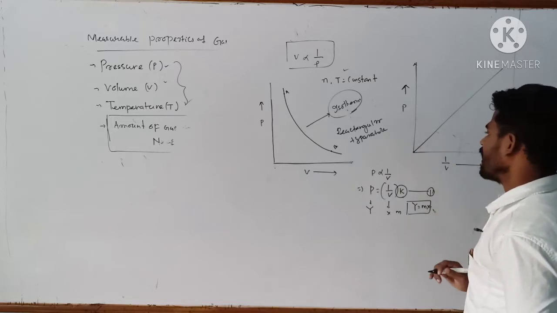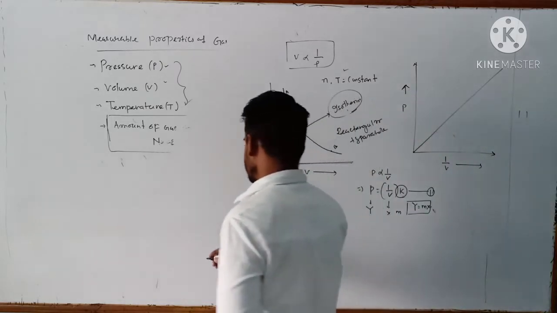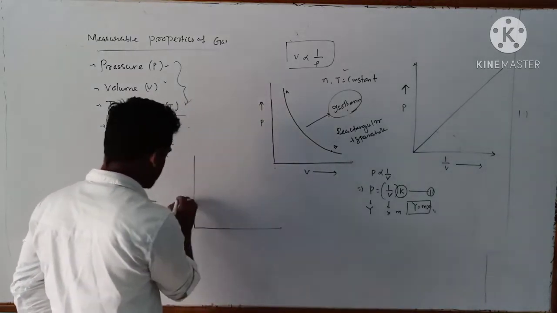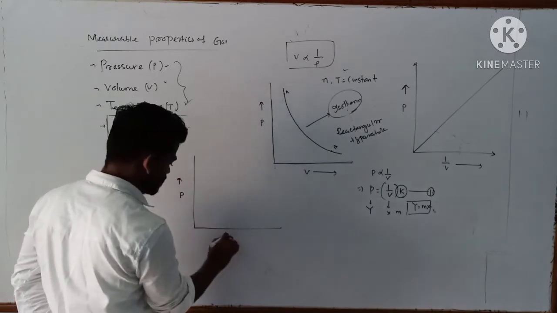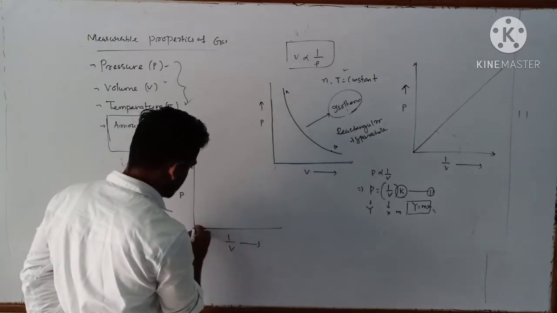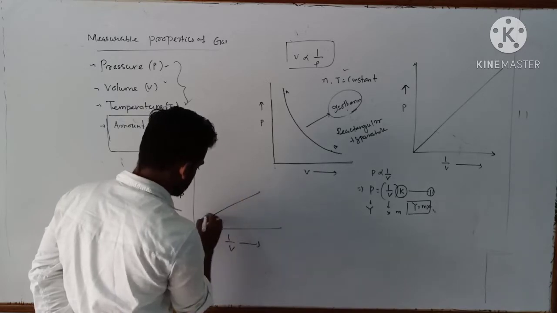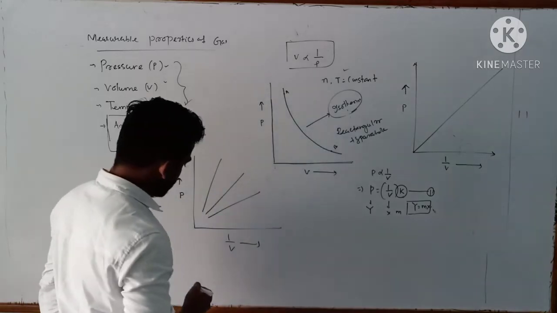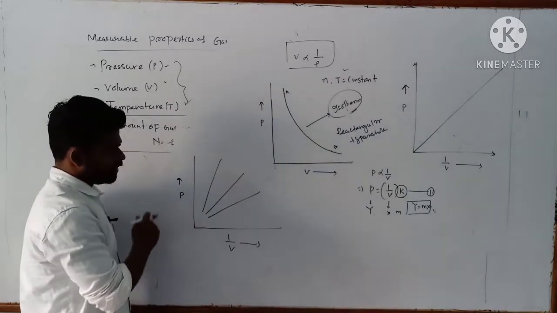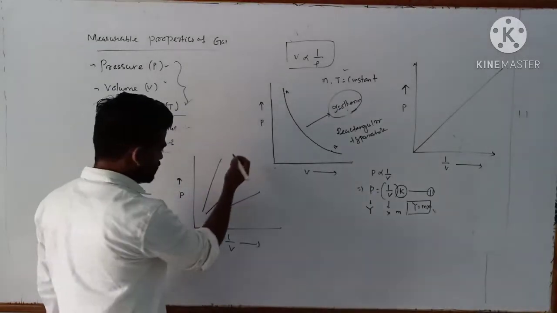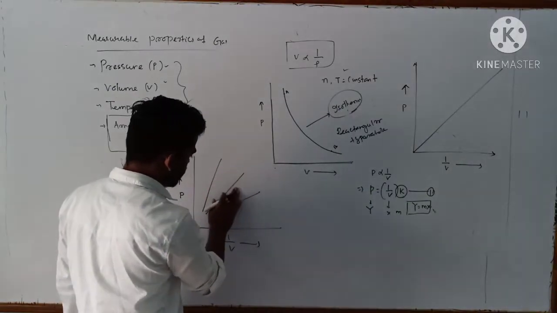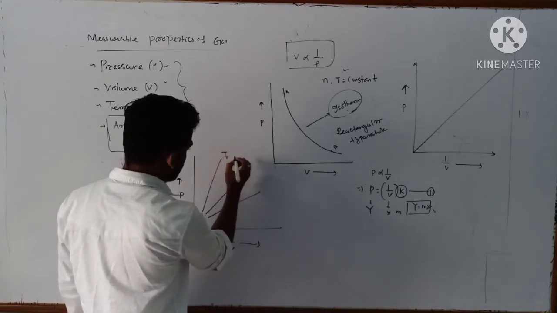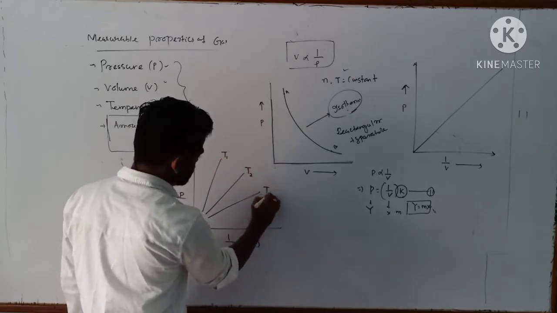Next, if I draw a graph of P versus 1 by V, I get graphs like this, one at this one and one at this one. Every line passes through the origin. Let's say these are at constant temperature. Let's say this one is T1, this one is T2, and this one is T3.